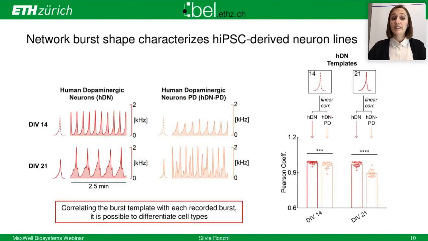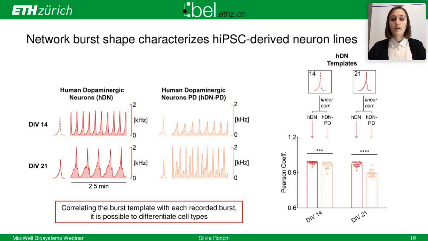We repeated the same kind of analysis for the human dopaminergic neurons. This time was a bit more complicated because, as you can see for the in vitro 14, the 2 lines had a very similar oscillatory pattern. However, taking, for example, in the right side of the slide, the wild-type template at the in vitro 14, and performing the linear correlation with all the wild-type MEAs and the diseased MEAs, even if the Pearson coefficient was very similar to 1 in both cases, it was still possible to find differences between the 2 cell lines. And this because the bursting was really characteristic of the cell lines.